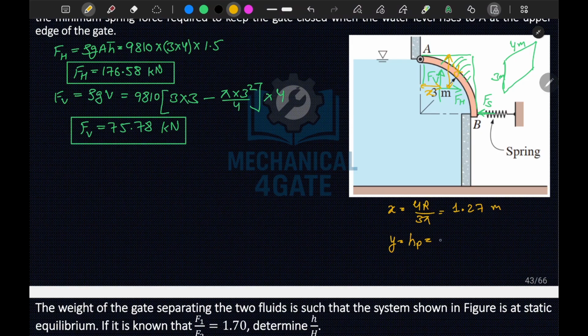Now we can calculate y, that is equal to h bar plus bh cube by 12 into A. That is 1.5 plus 4 into h cube by 12, into A, which is 4 into 3, into h bar, which is 1.5. So y is equal to 2 meters. We have obtained x, we have obtained y.